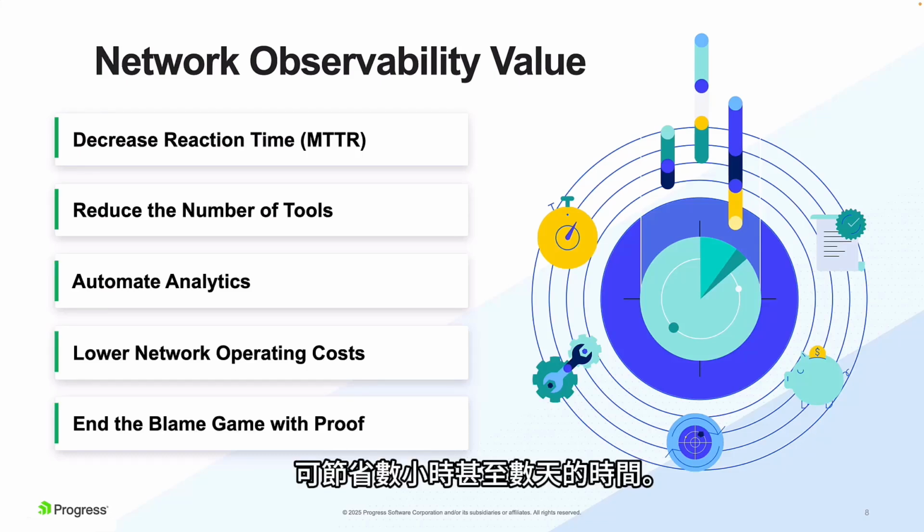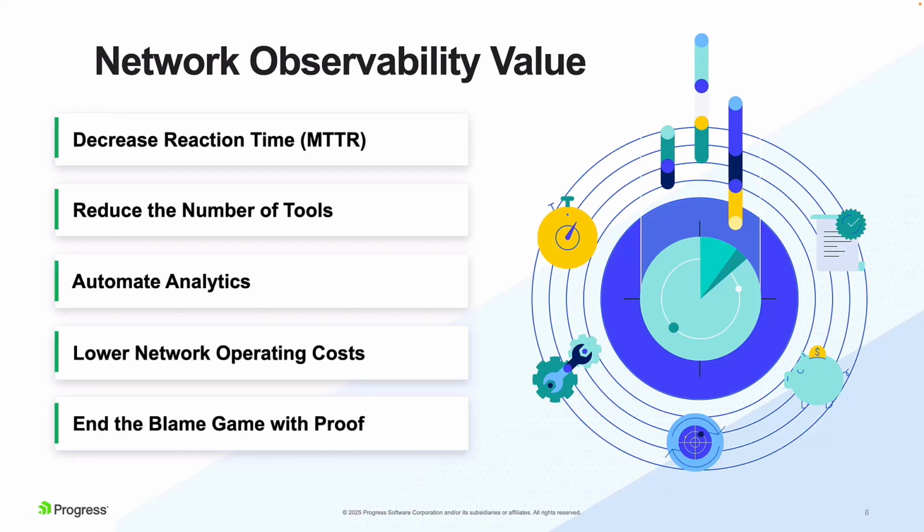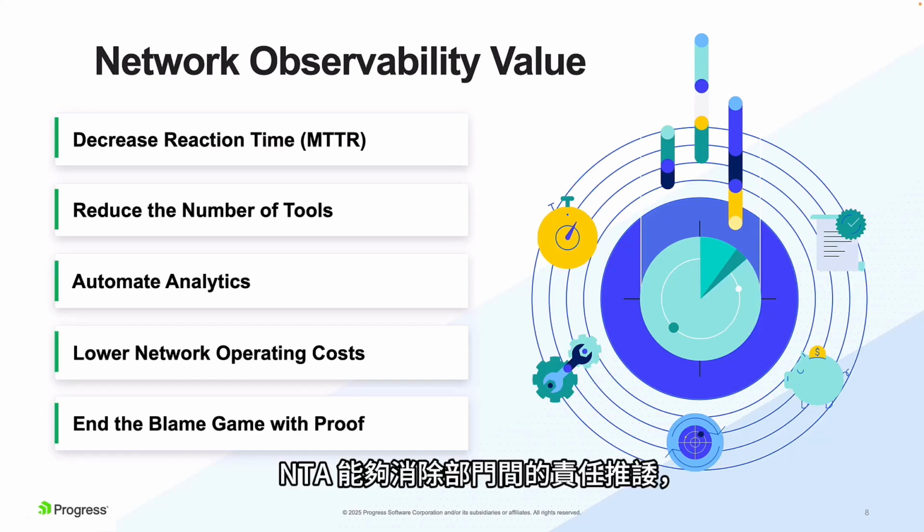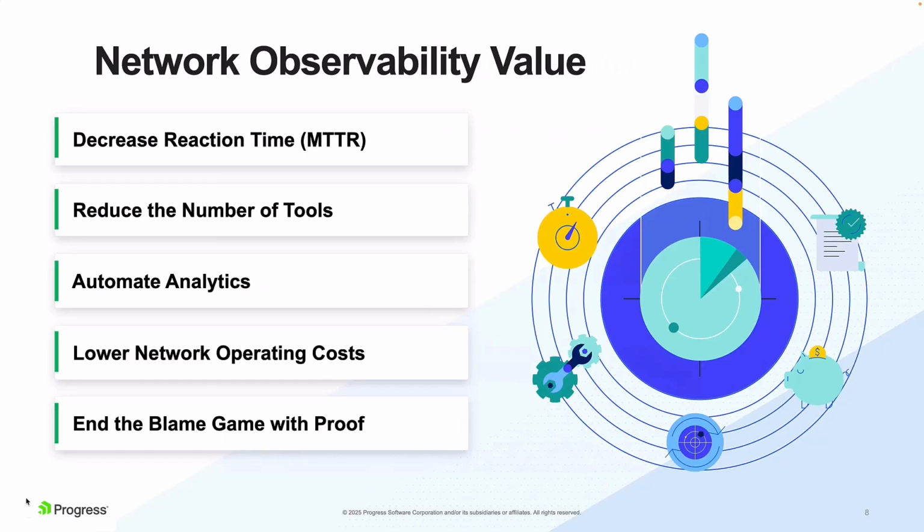We also have the lowering of operating costs of network and application infrastructure with enough trends forecasting for smooth future scaling. And then finally, the ability to end the blame game between departments by showing them proof of responsibility.